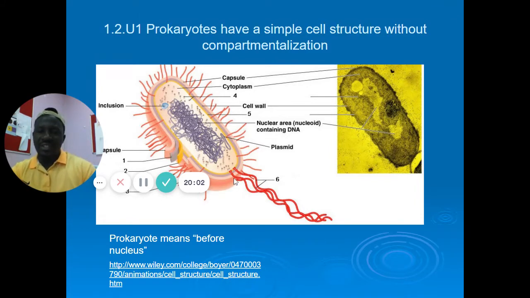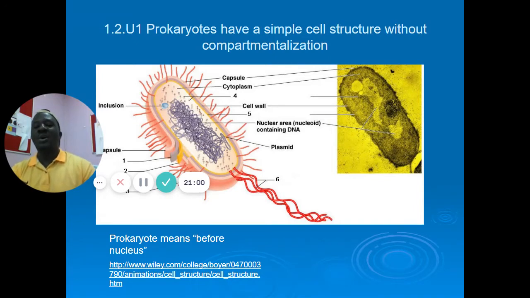Therefore, if we look at this, there are five features an IB student is supposed to master from the prokaryotic cell. One, it is a unicellular cell that lacks compartmentalization. Number two, it has a cell wall. Number three, it lacks double membrane organelles. Number four, it has a 9+0 flagella. And five, it has the plasmid and the nucleoid. So that makes it different.